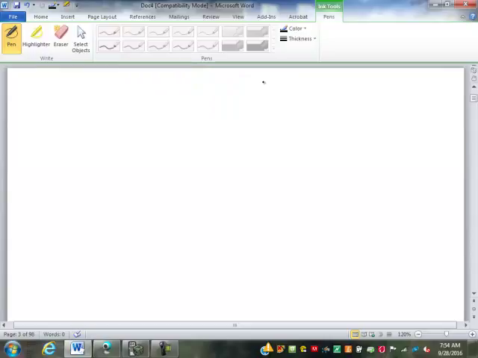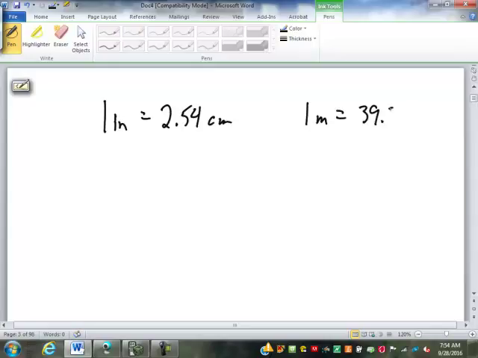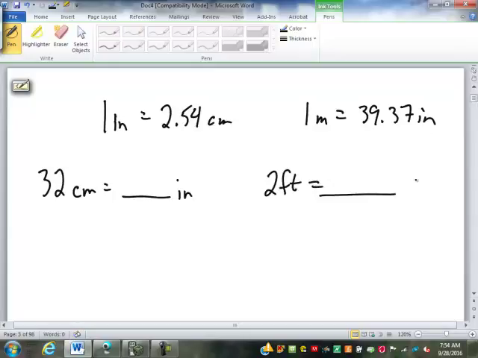So I want you guys to convert for me. If 1 inch equals 2.54 centimeters and 1 meter equals 39.37 inches, I want you to convert for me 32 centimeters into inches, 2 feet into centimeters, and 3 meters into feet. I want you to do those 3 for me quick.